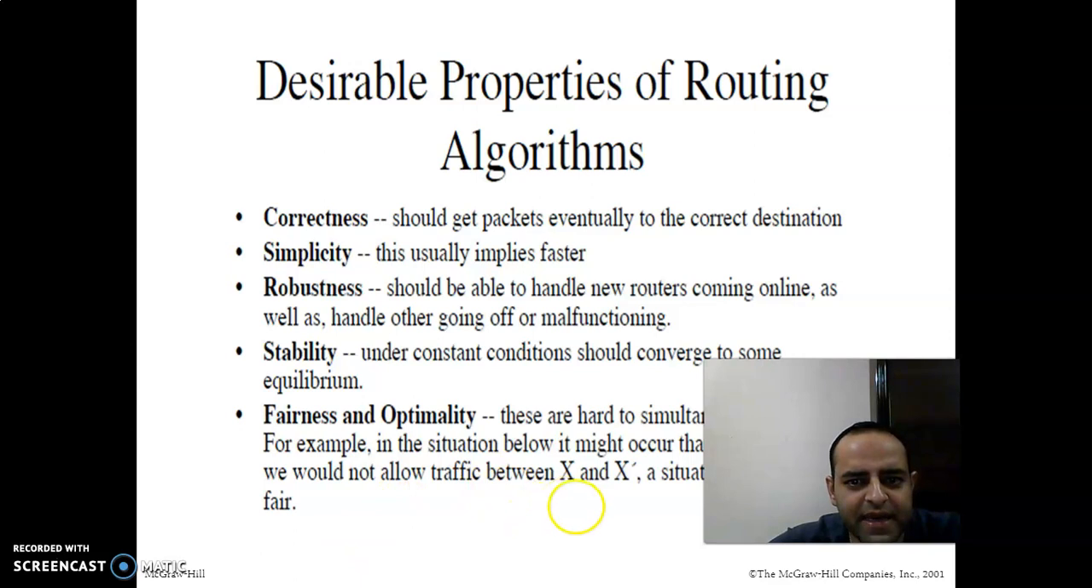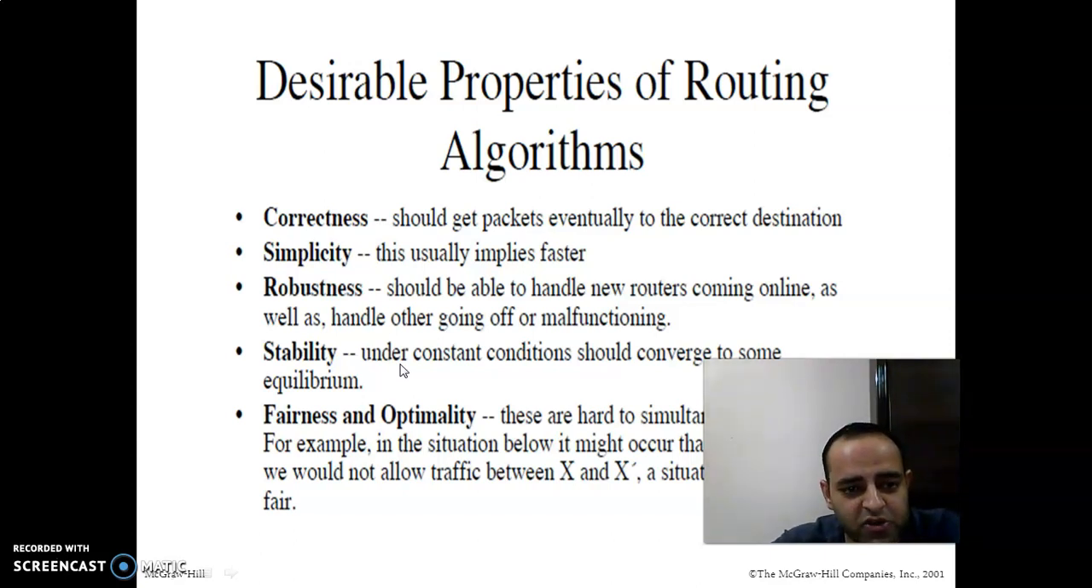So what are the good properties of a routing algorithm? It must be correct, that is, the packet must be delivered to the correct destination. It should be simple and faster. It should be robust. Robust means suppose there is some malfunctioning in the network, the router should be able to handle that failure. Then stability: there are some conditions in which the router has to handle some situations, like a packet drop.